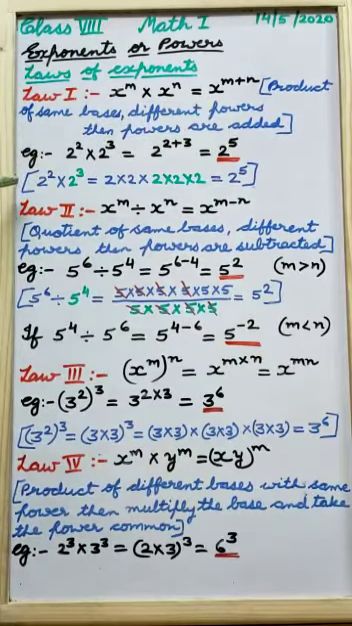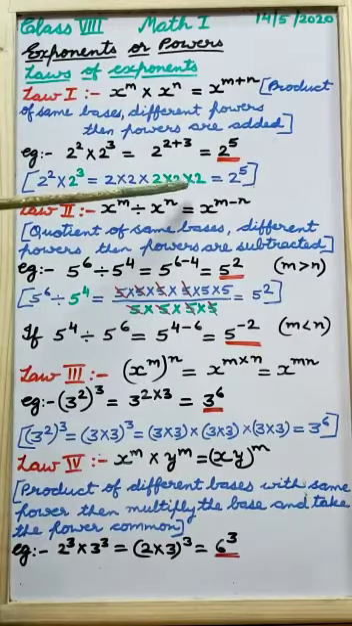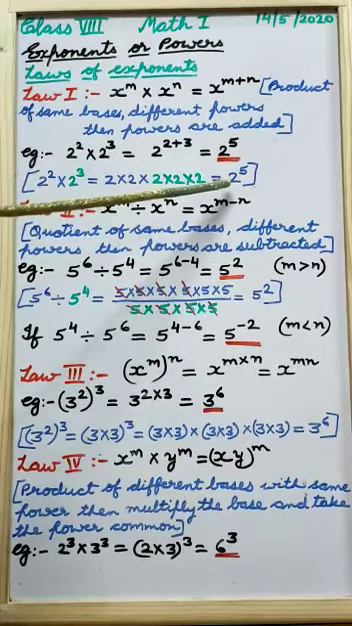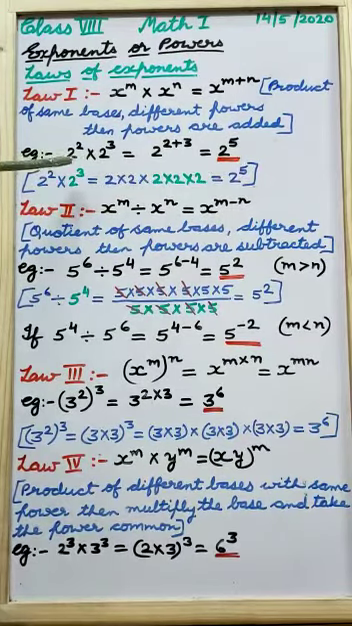In derivation, if we see 2 square can be written as 2 into 2 and 2 cube can be written as 2 into 2 into 2. In all we get here 5 2's. So in exponential form it can be written as 2 raised to power 5 and 5 we are getting as the sum of 2 and 3 also.